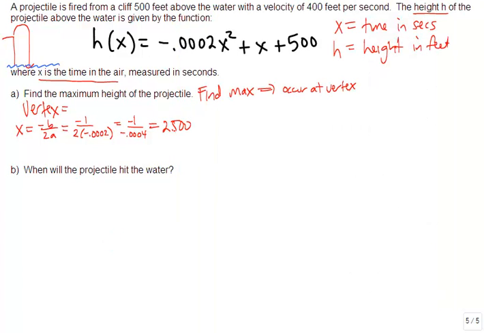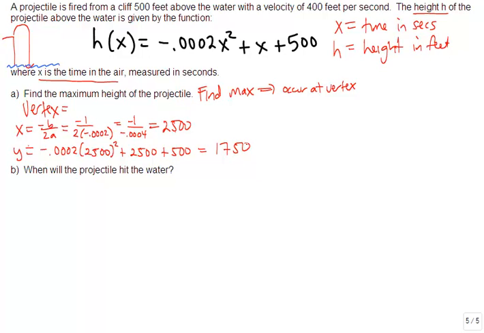And then to find y, we're just going to plug it into our function. For all these x's, we now know that x is 2,500. So this is going to be negative 0.0002 times 2,500 squared plus 2,500 plus 500. And I'll save you the typing into the calculator since my pen isn't being very accurate today. When you plug that in, you get 1,750.